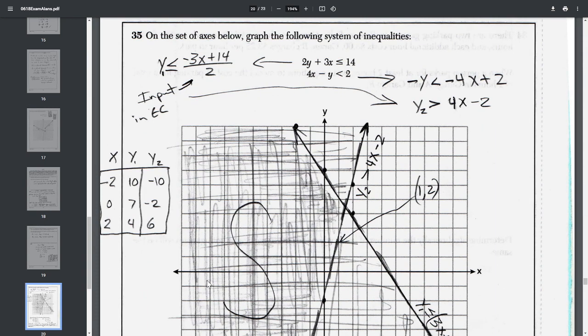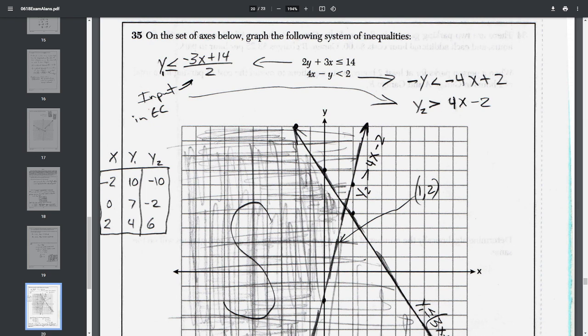Number 35 wants us to graph the system of inequalities. Remember, when you graph an inequality, it's a lot easier if the y is all by itself. So he did that over here. You can see he moved the 3x over to the other side with the 14, and he divided everything by 2. And once the y is alone, you can use the slope and y-intercept, or you can just put this in Desmos and then copy the values from the table.